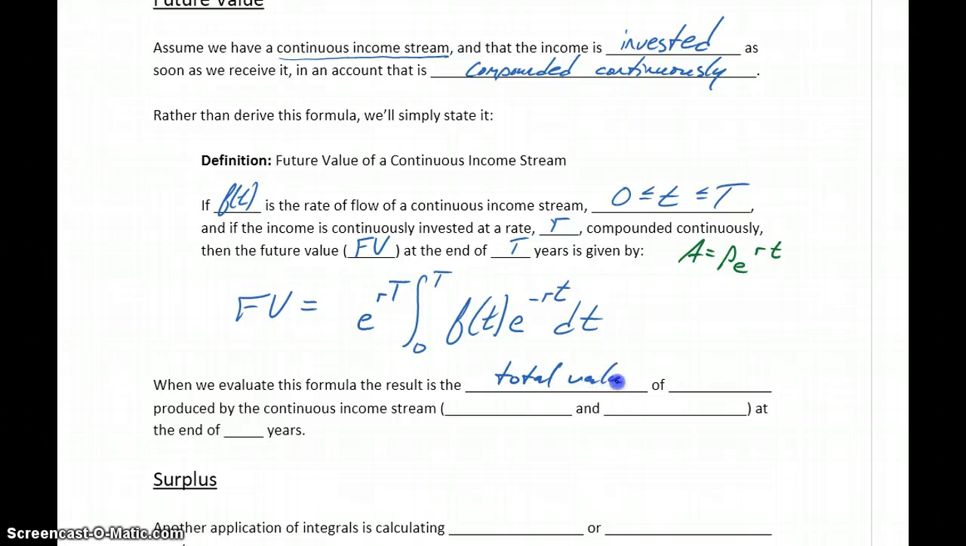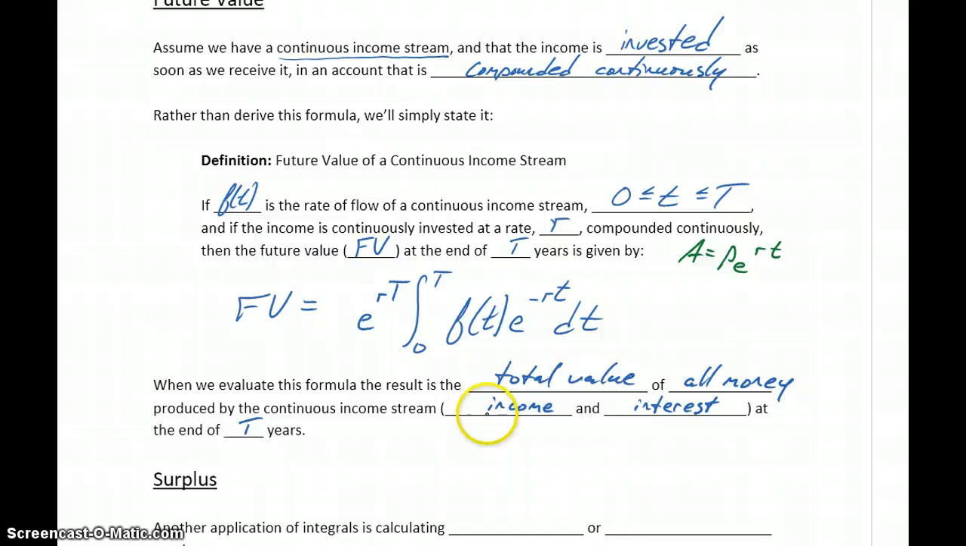So when we evaluate this formula, our result, what we're actually getting to, is the total value of all money earned through a combination of that continuous income stream, which includes the actual income we receive plus the interest that we earn from turning around and just immediately investing that at the end of T years.